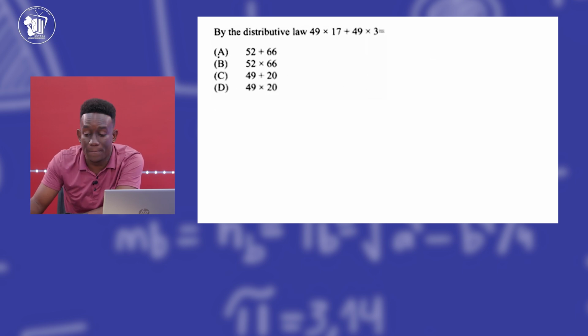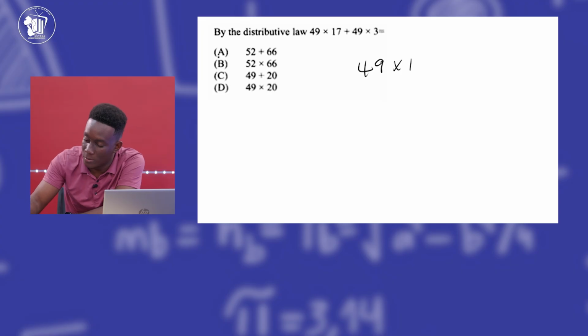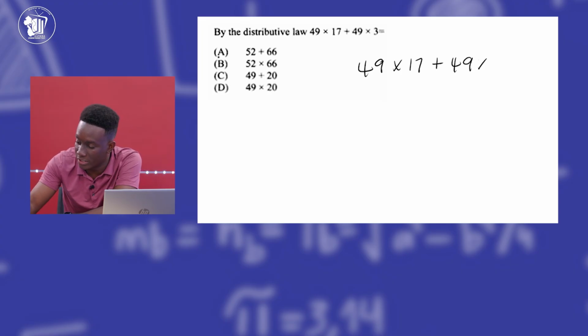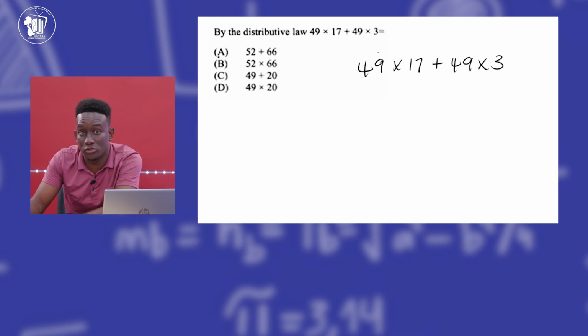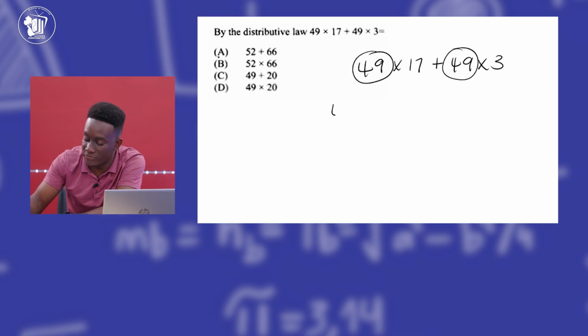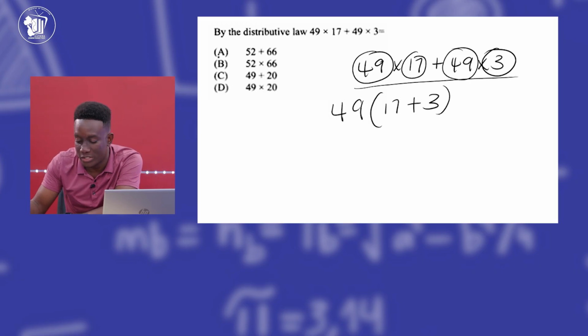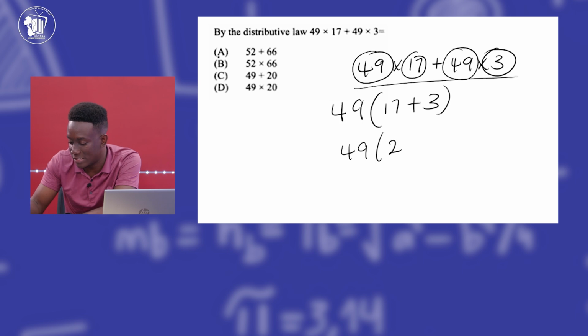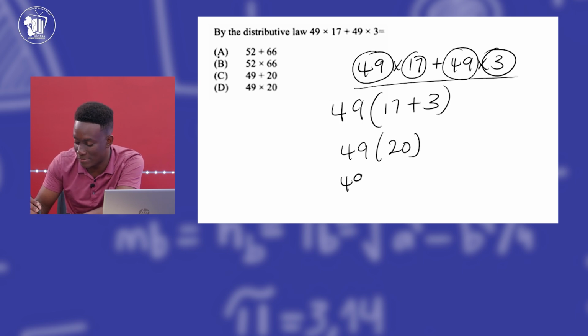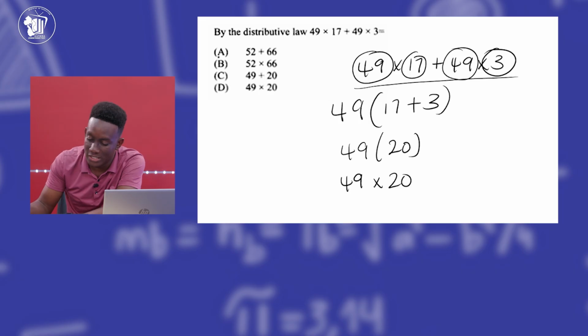The next question says, by the distributive law, 49 multiplied by 17 plus 49 multiplied by 3 is equal to... By virtue of the distributive law, if we do it in reverse, this 49 will be outside the bracket. So this will be 49 multiplied by 17 plus 3. And if we distribute, we end up with what we have at the top here. So this will be 49 multiplied by 17 plus 3, which is 20. So this is the same as 49 multiplied by 20. The answer here is simply D.